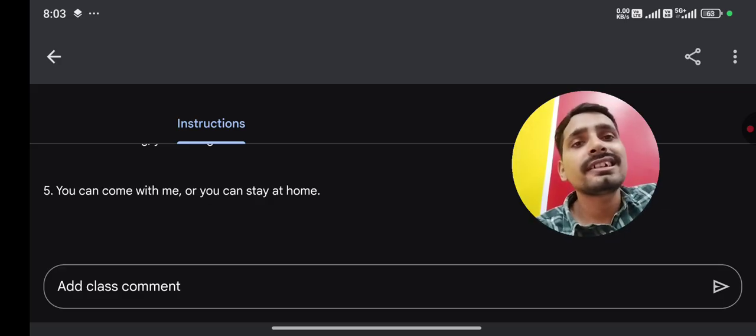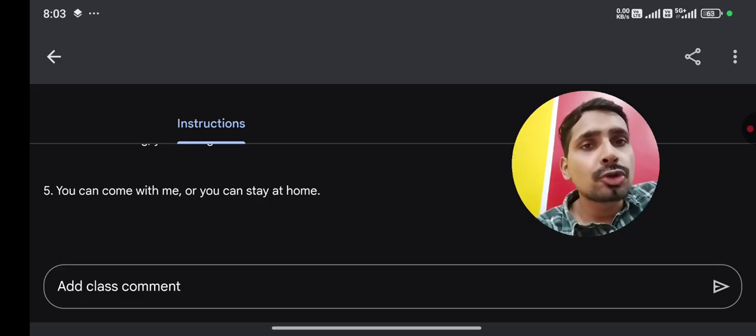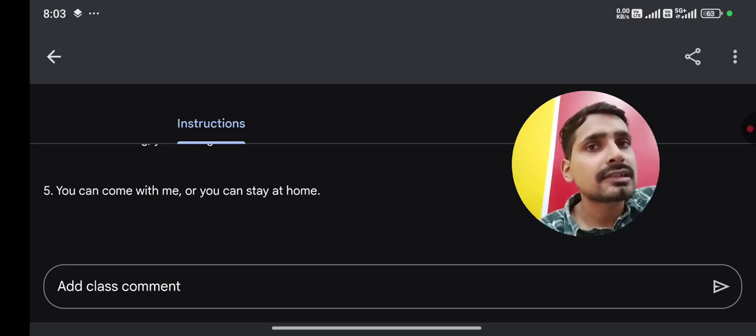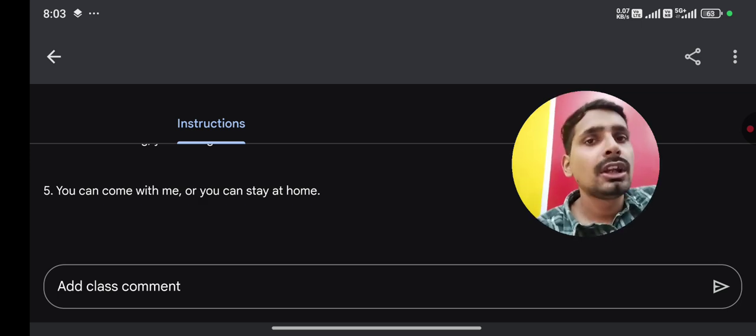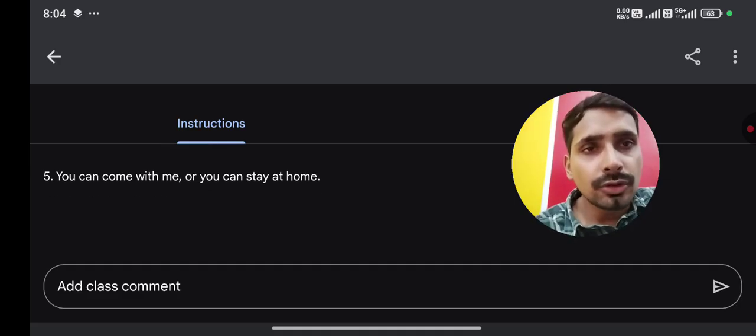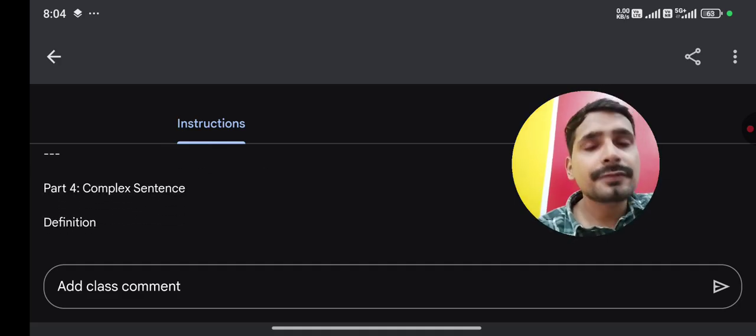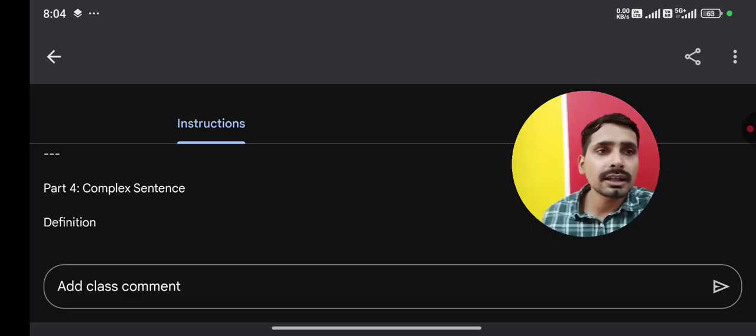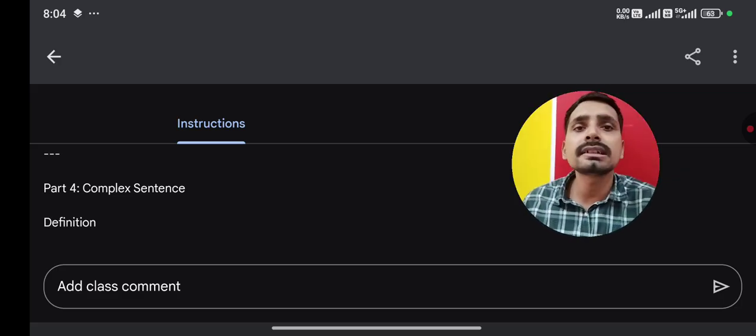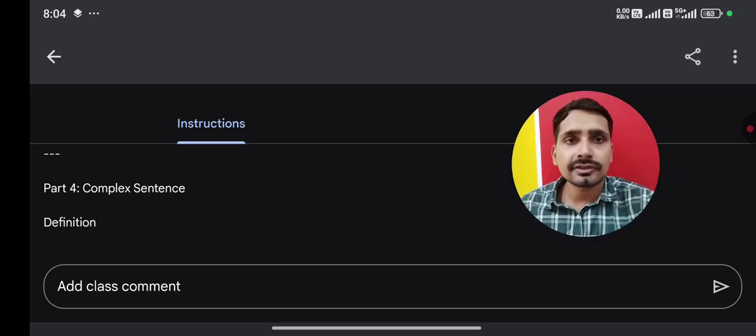So this or is the coordinating conjunction which is joining these two sentences, or as we can say, these two independent clauses, which makes it what type of sentence? Which makes it a compound sentence. Very good. Next part is we talk about the third type of sentence. Third type of sentence is a complex sentence.